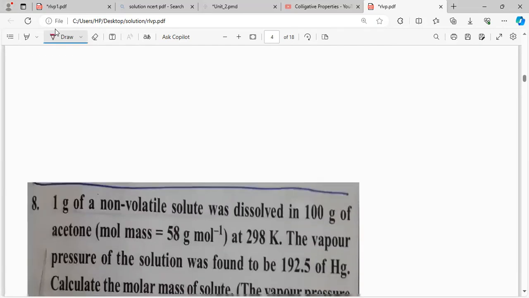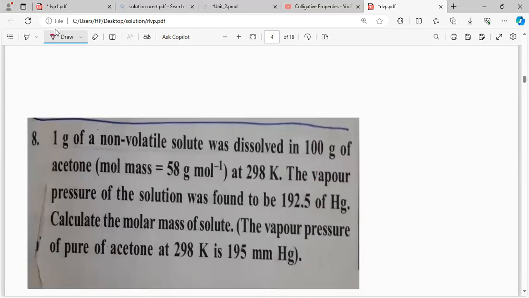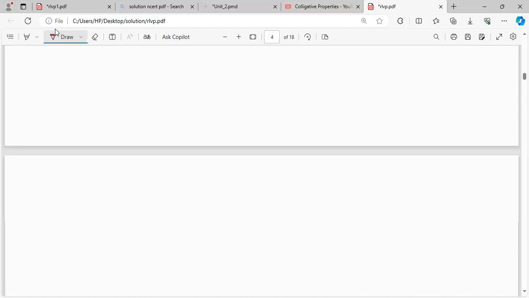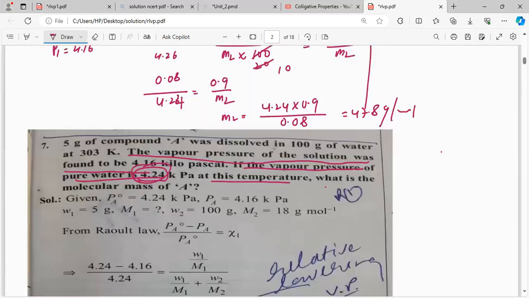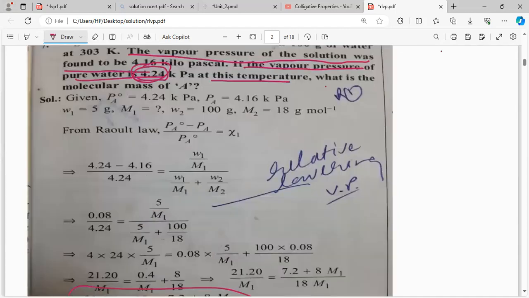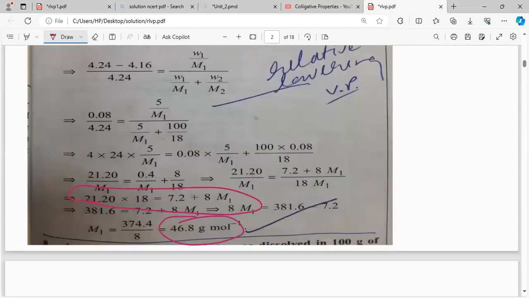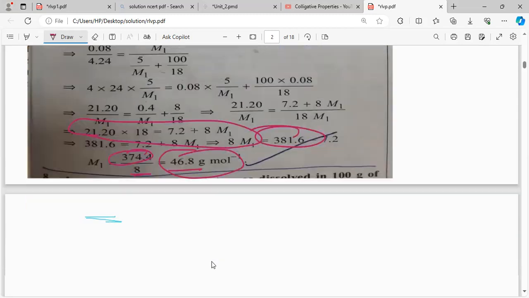There are many more problems. Now you do this one. Sir, there is one problem. If you scroll up, I can tell you. Here what they are doing is M1 is 374.4 by something, and here it is coming 3.816 by 0.08. So where they get 374.4, we are getting 381.6. So the problem is at this place. I think they have made a mistake. Okay, now you do another one.